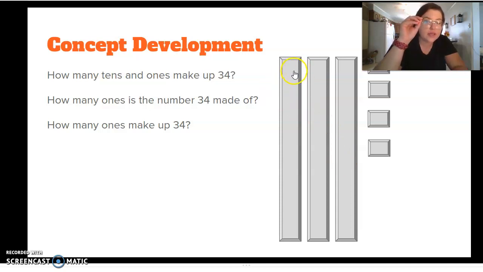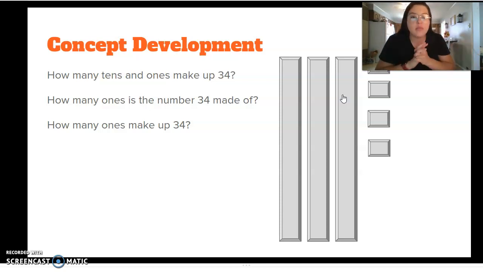So if we broke this bar, this 10, and this 10, if we broke them apart into ones, and we laid all those cubes out on the floor, how many cubes would we have laying out on the floor? We'd have 34 cubes laying out on the floor, piece by piece, right? So how many ones are in the number 34? Well, there's 34 ones.